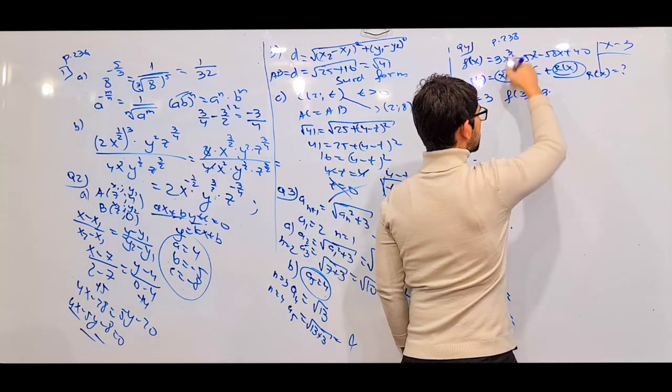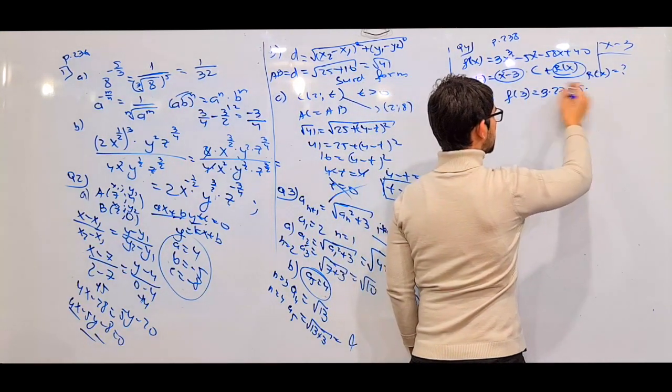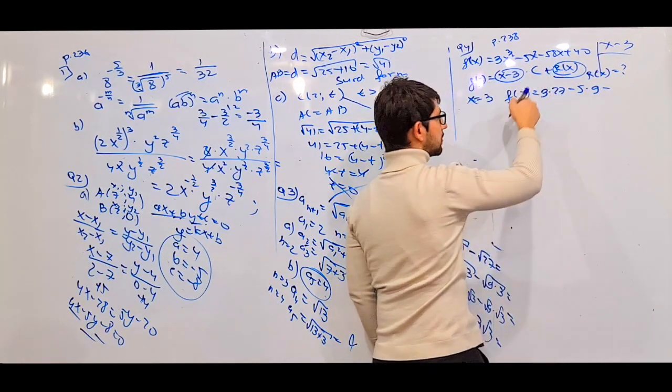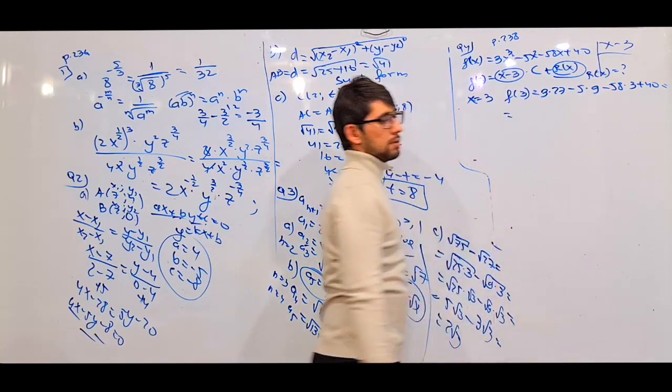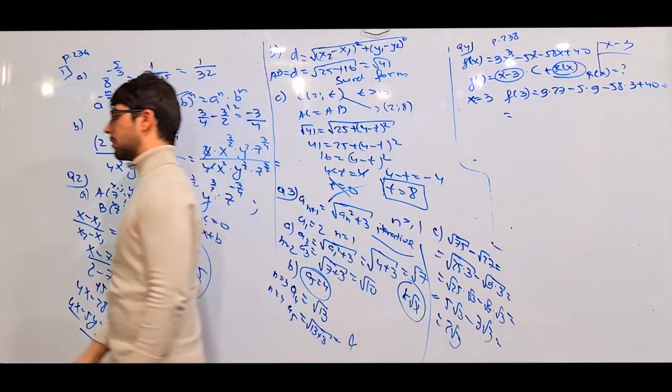3 multiplied by 3 to the power of 3, which is 27, minus 5 times 9, minus 58 multiplied by 3, plus 40. Please compute, and you guys will tell me the answer.